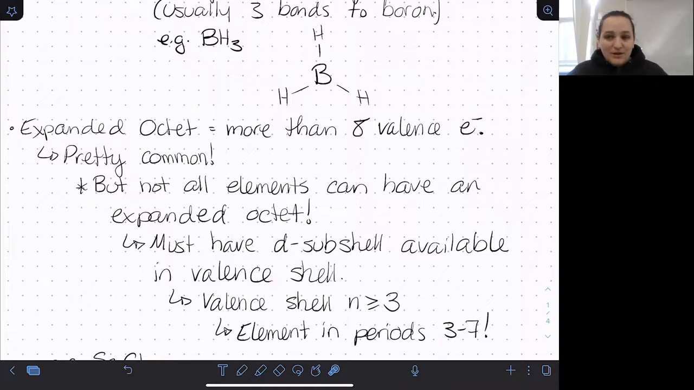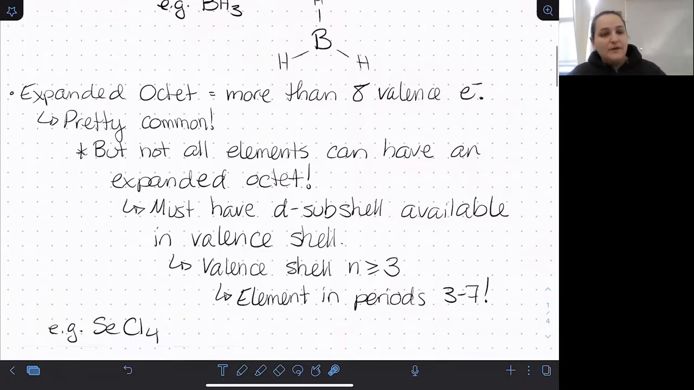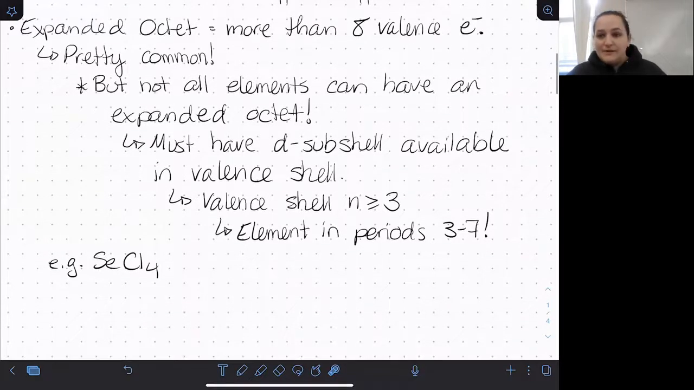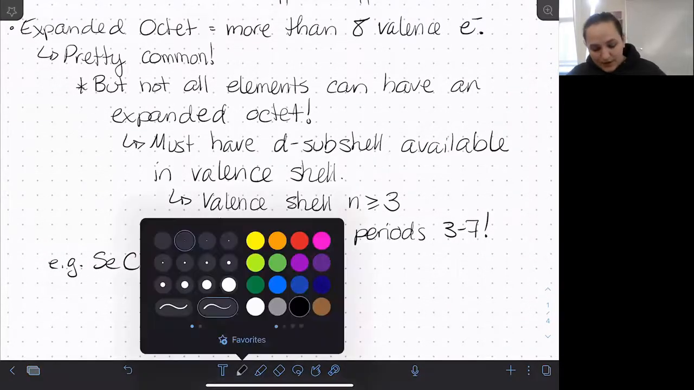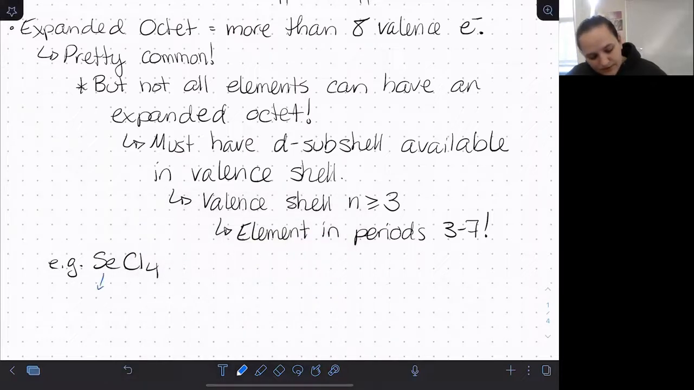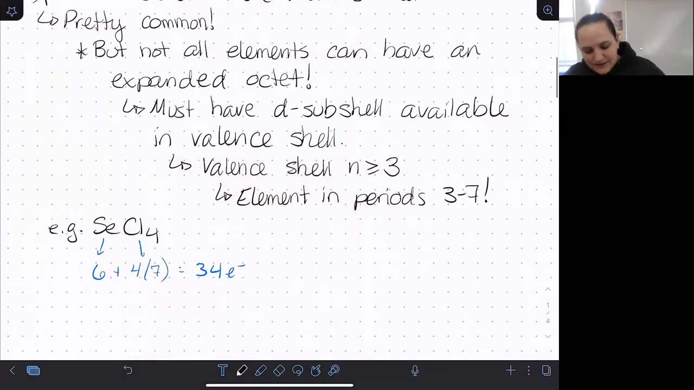You will see it really commonly for phosphorus and sulfur, especially. They are probably the most common elements that you're going to see in this course having expanded octets, but there are loads of others that can do it as well. So for example, SeCl4. If we take a look at this structure, selenium is in group 6. Chlorine is in group 7, and there are 4 of those. So 4 times 7 is 28, plus 6 is 34 electrons that we need to place in our structure when we are drawing this.